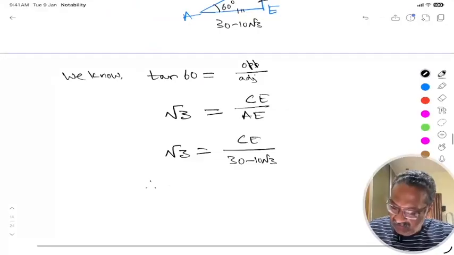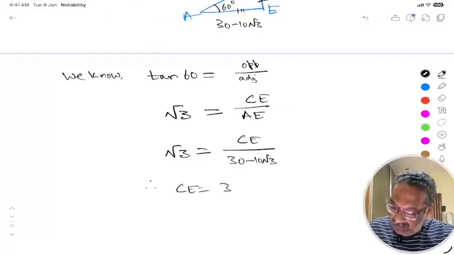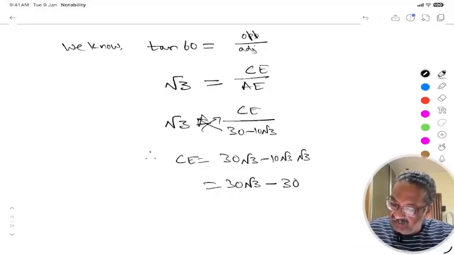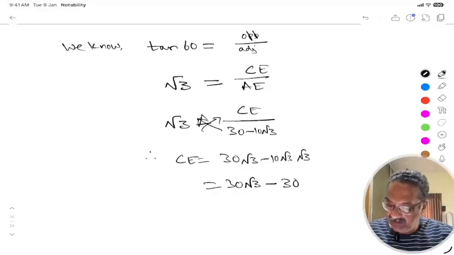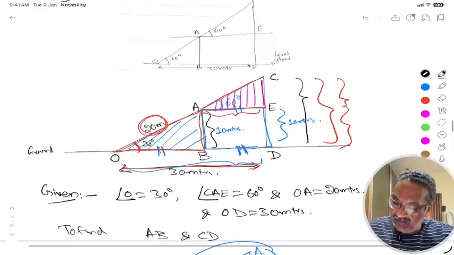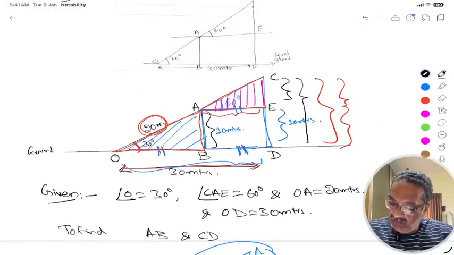Alright. So therefore CE is equal to, cross multiply, 30 root 3 minus 10 root 3 into root 3, which is equal to 30 root 3 minus 30. Root 3 into root 3 is 3, minus 10. Okay. We will keep it as it is. Now what is CE? We know it now. Okay. Right. Now we want the value of CD.